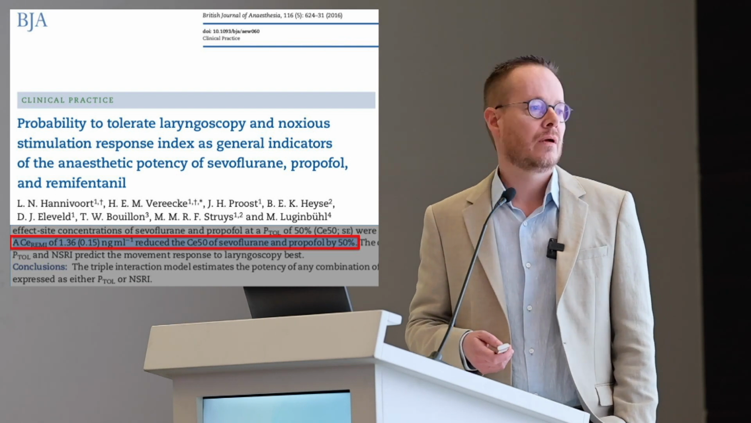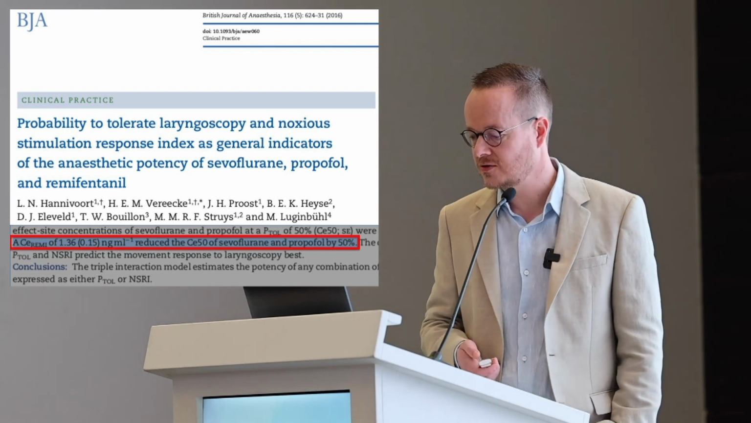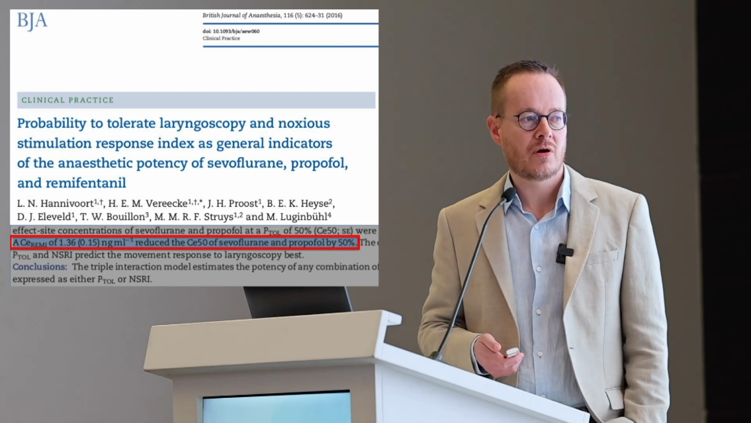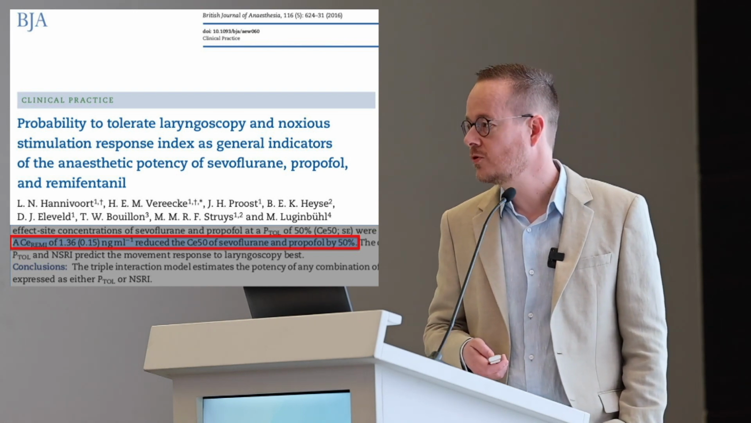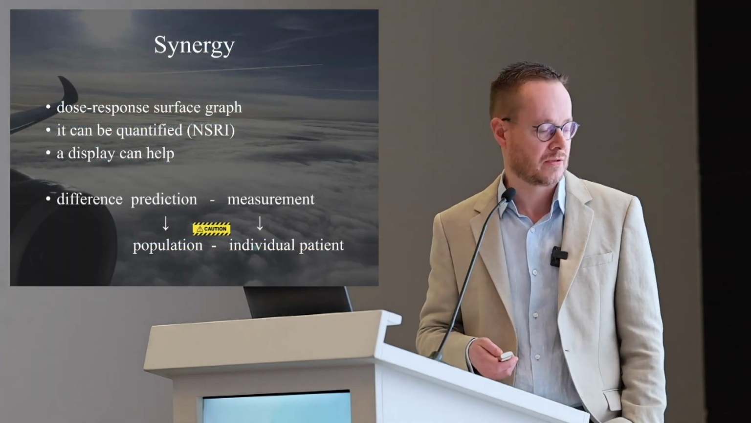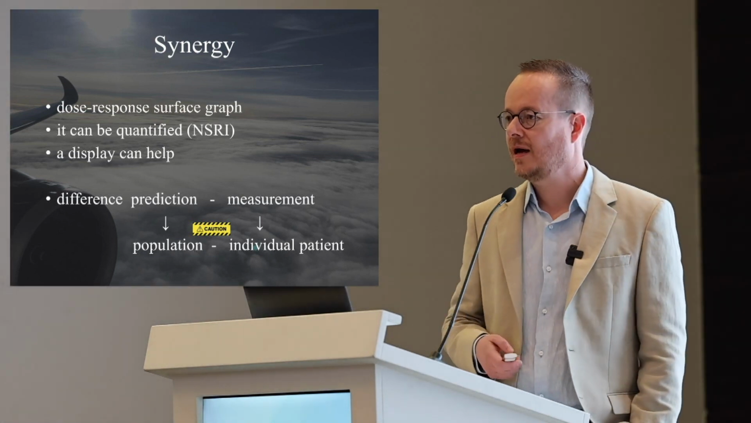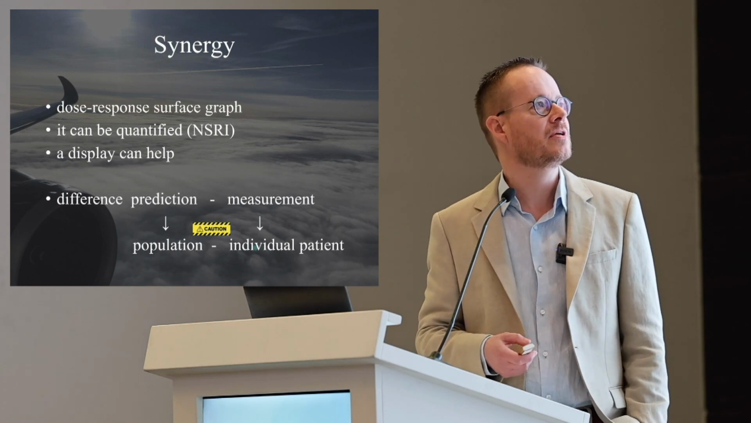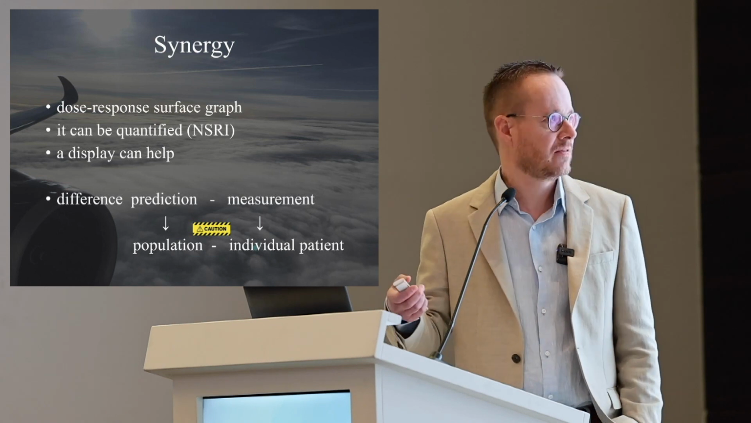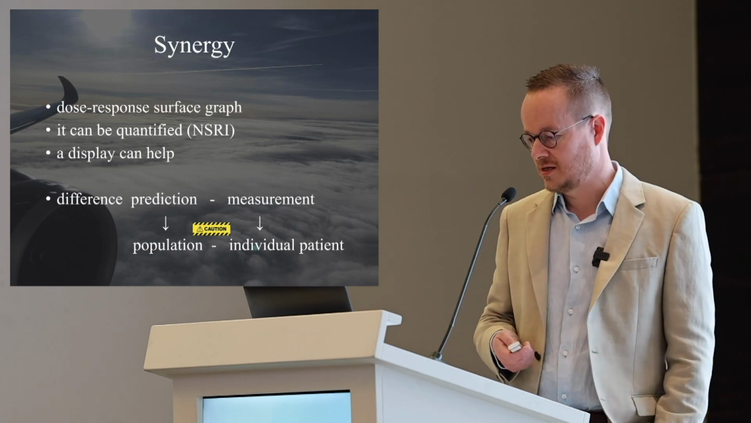It shows that a low opioid dose, like remifentanil effect site concentration of 1.3, allows us to reduce our sevoflurane or propofol dose by almost 50%. That's a huge dose reduction. This is called synergy. We will elaborate on synergy a little bit more. I will tell you about how it is represented. There's also a number for synergy, and we can use a display.